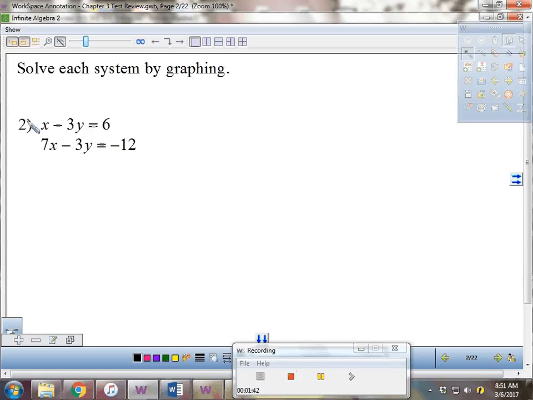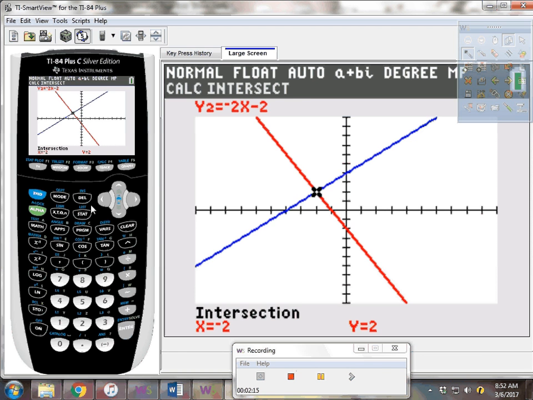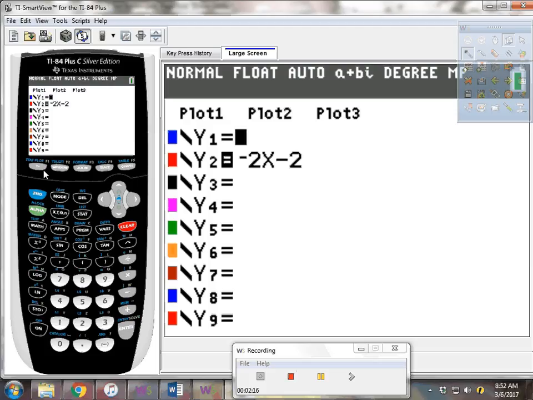Alright, number 2, we actually need to solve for y, so I would have to subtract the x and divide by negative 3. So that would give me negative x plus 6 over negative 3. The second equation, you would have to subtract the 7x and divide by negative 3. So that would give you negative 7x minus 12 over negative 3. And remember on these, it doesn't matter if you simplify them because your calculator doesn't discriminate. So it'll give you a fraction.